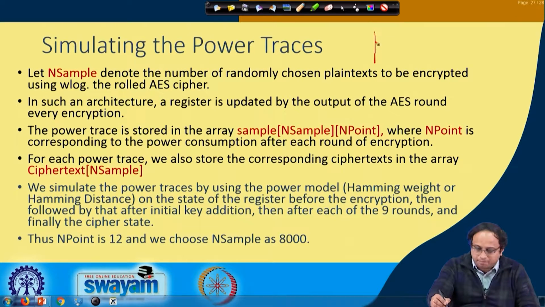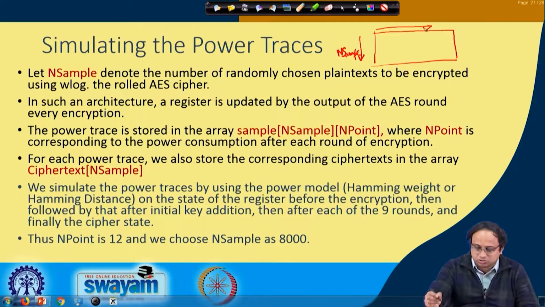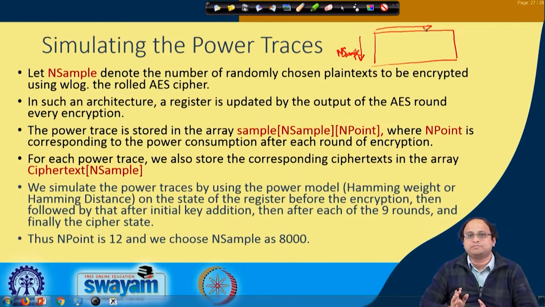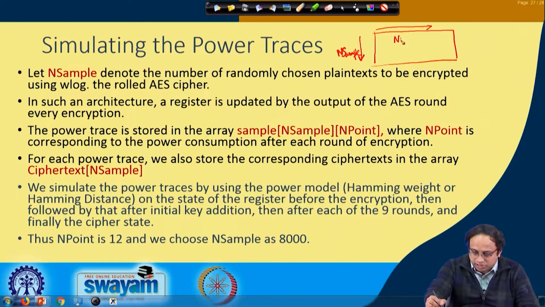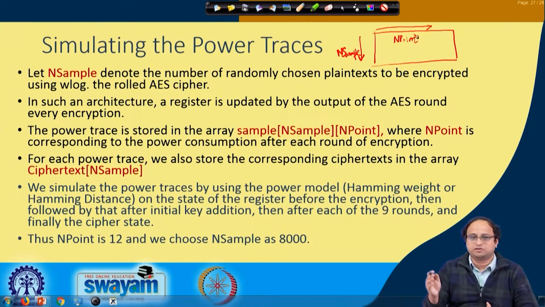So you can visualize this as storing the power in the form of a 2D array, where suppose this index is the number of the sample, like whether you are encrypting the first or the second or the third and so on, and this axis stores the point or the time instance of your AES operation. So this direction is your endpoint, and endpoint, as we have seen for our simulated environment, is 12, because there are 12 time instances when the register toggles. There is an initial add round key followed by the 10 rounds of operation, and finally you get the ciphertext.